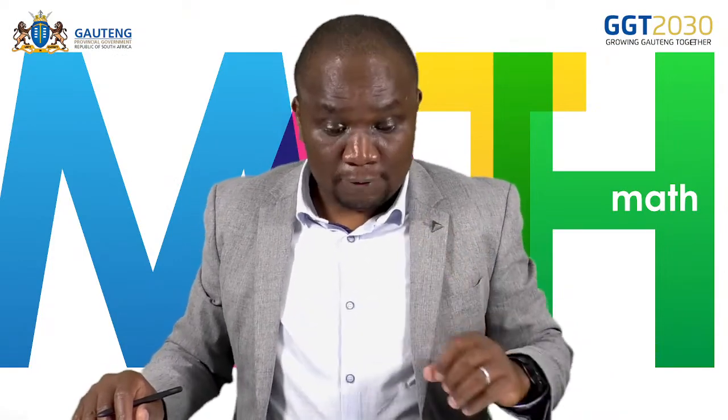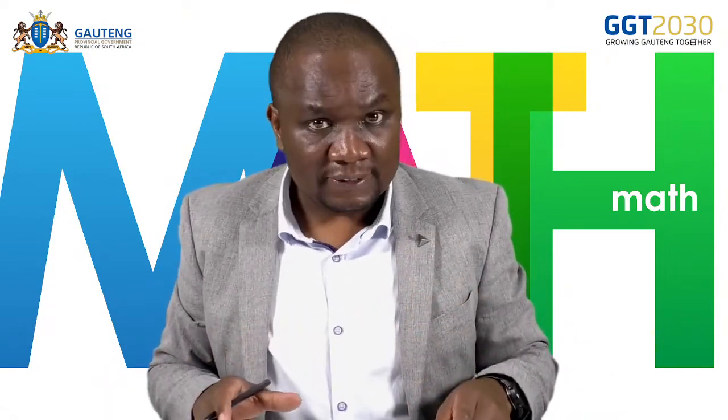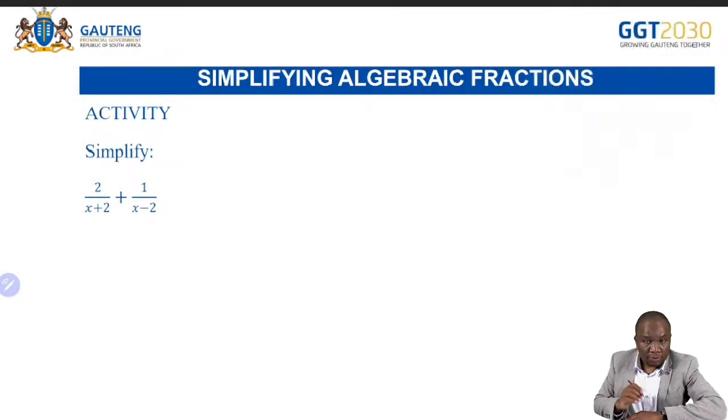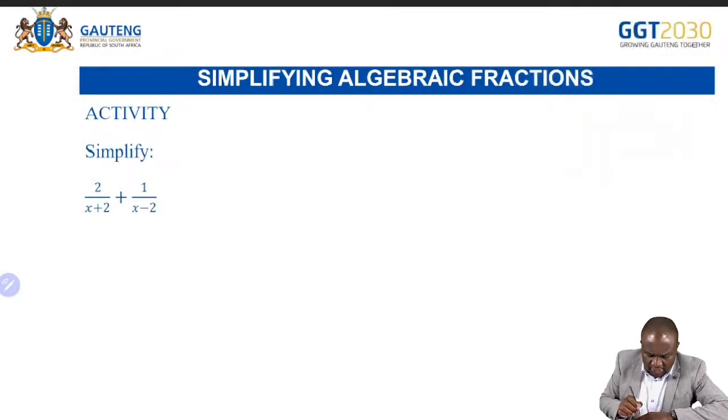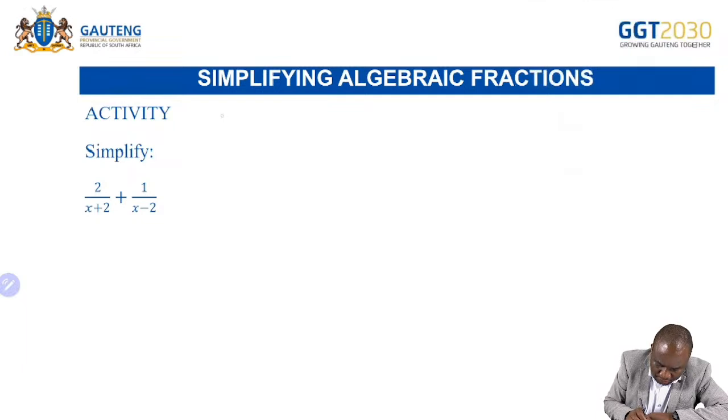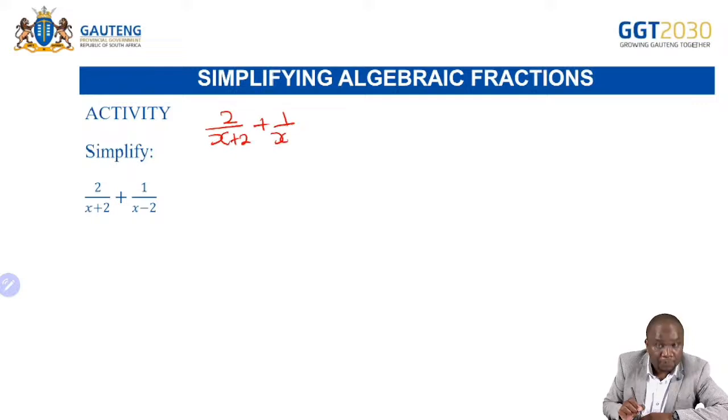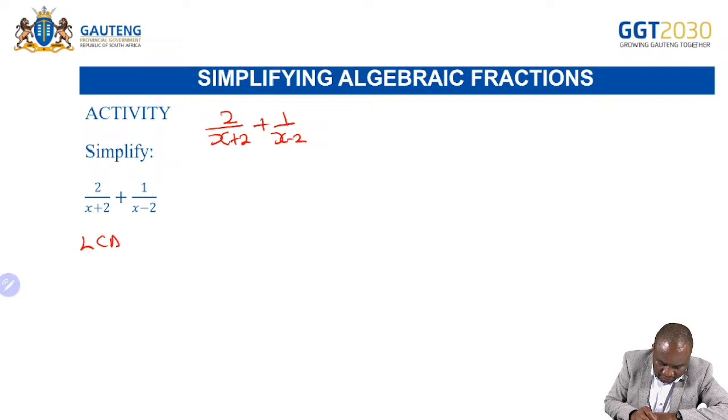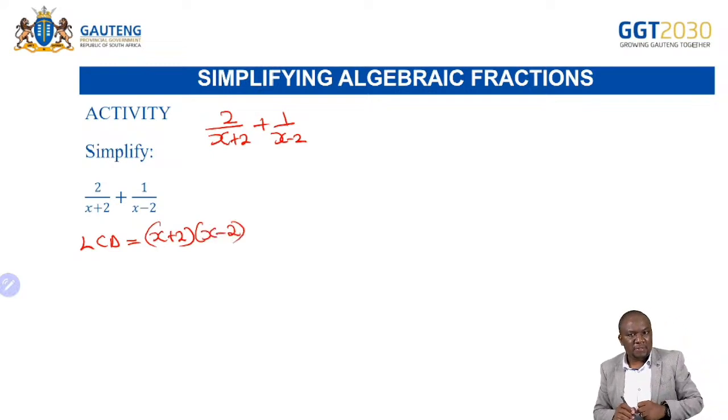Welcome back, grade 10. Sorry for that, there was a technical fault, but let's continue with our lesson. Okay, right. So we are marking our work. So we're saying that we have 2 over x plus 2 plus 1 over x minus 2. Right. So what is the LCD here? The LCD is equal to x plus 2 times x minus 2. That is the lowest common denominator.